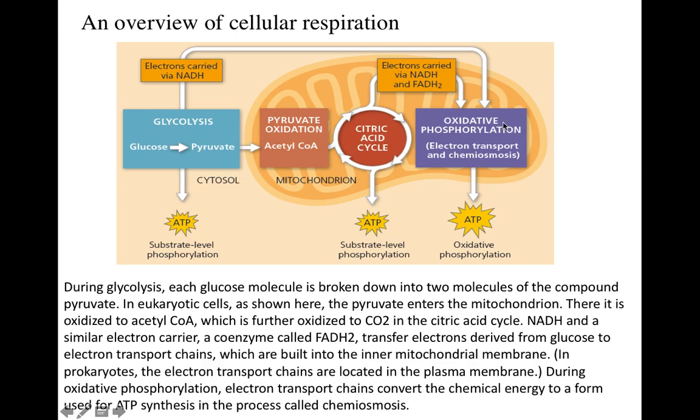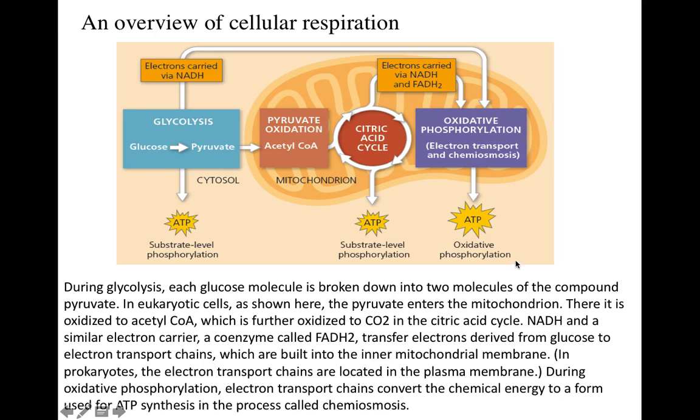And basically oxidative phosphorylation: phosphorylation means addition of a phosphate molecule, and oxidative means which takes place via oxidation. So oxidative phosphorylation basically is the combination of two things, the electron transport chain and chemiosmosis, which leads to the production of ATP. What we see here, it is written substrate level phosphorylation at two steps, one at glycolysis and the second one at the citric acid cycle, and the third one is oxidative phosphorylation. So there's a difference between oxidative phosphorylation and substrate level phosphorylation.